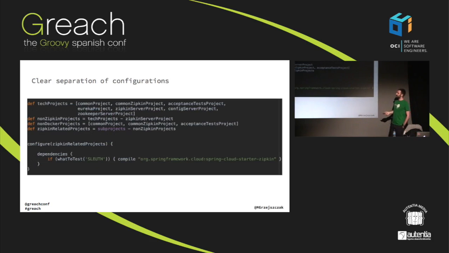Why we chose Gradle also? Because of the separation of configurations. I really personally enjoyed that, because if you have big multi-module Maven projects, at some point the 1,000 lines of XML are really hard to take a look at and to group things together. So here I could group in lists projects that, let's say, have a common approach to things. So if I had Zipkin related projects, so these are all the sub projects that are non-Zipkin ones, I could pass them a dependency with Zipkin, but only if somebody wants to test Sloof.